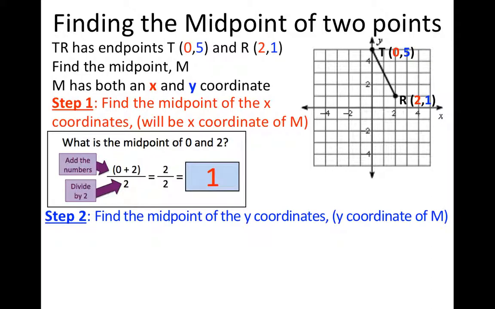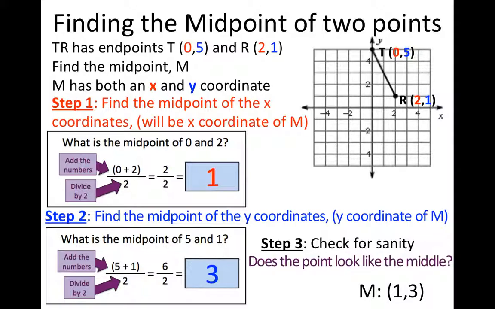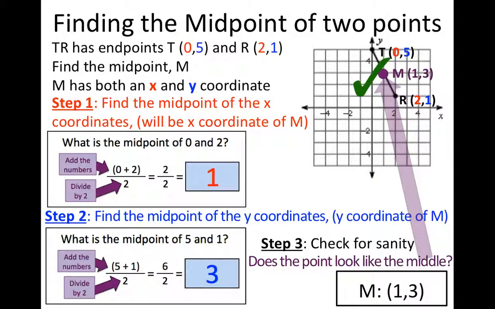I'm going to do the exact same thing with y. So I'm going to take my two y coordinates, in this case 5 and 1, add them up, divide by 2, and I get 3. So my midpoint is 1, 3. But let's do one more step to make sure we got this right, which is step 3. Let's check to see if we didn't make some silly mistake. Let's check for sanity. Does it look like this point is in the middle? Let's put it on our graph there. Just looking at it, it's on my line, and it looks like it's about in the middle. So yeah, it passes the sanity check. So I know my answer is going to be 1, 3.